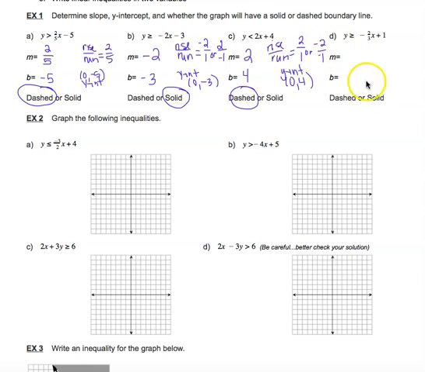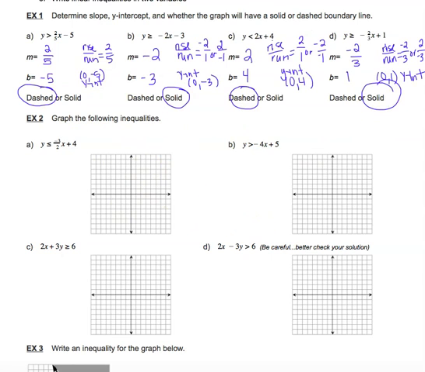All right, checking your work, your m, hopefully you said, is -2/3, which for our meaning, means that we could rise -2 and run +3, or we could rise +2 and run -3. My b value is 1, which tells me that (0, 1), the ordered pair, is my y-intercept. And then, because it is a greater than or equal to symbol, whenever I have the equal to, that makes it a solid boundary line.